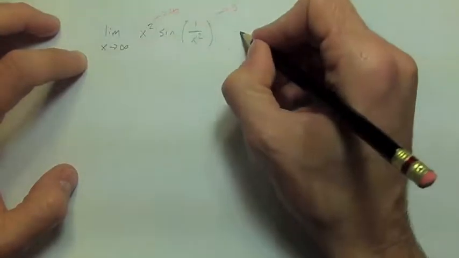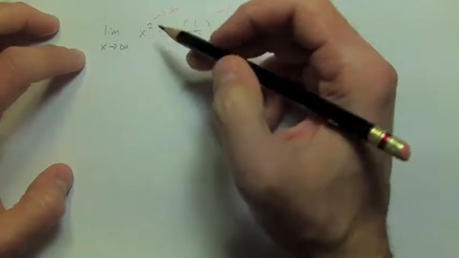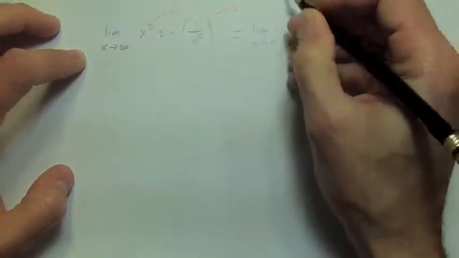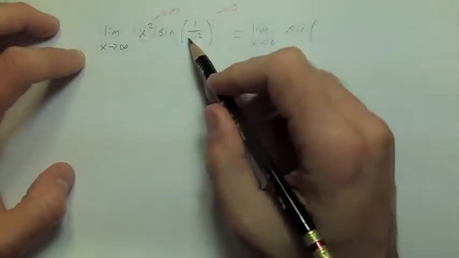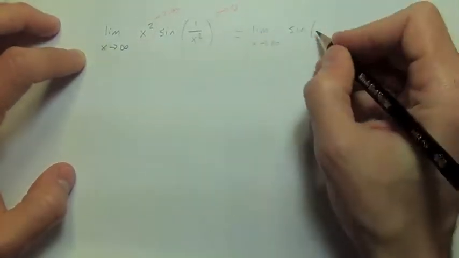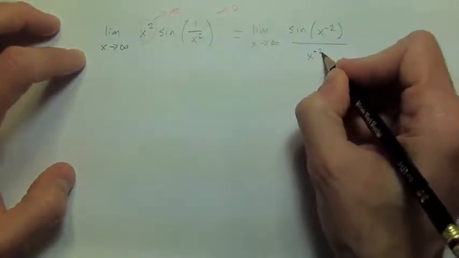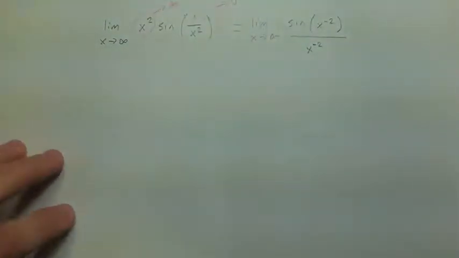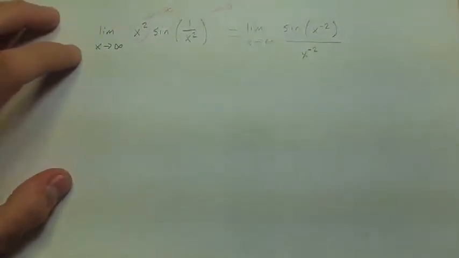So let's rewrite it. We always do it by just moving something into the denominator, whatever is the easiest thing to move into the denominator. And I'm going to do x squared. And one thing I'm also going to do, this is just going to simplify things a little bit, is I'm going to rewrite this thing as x to the negative 2 on the inside of sine. Okay. All right, so now we should have a 0 over 0 or infinity over infinity.